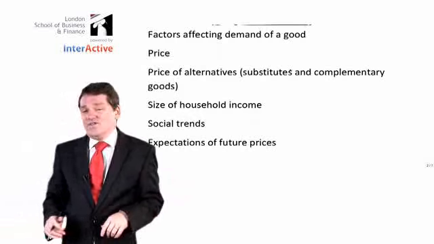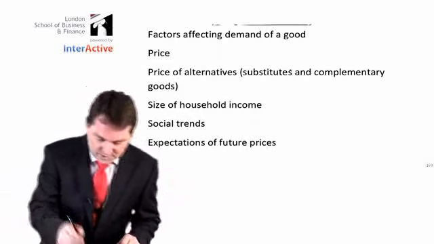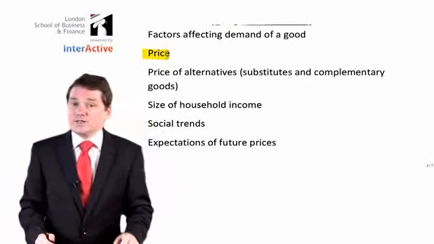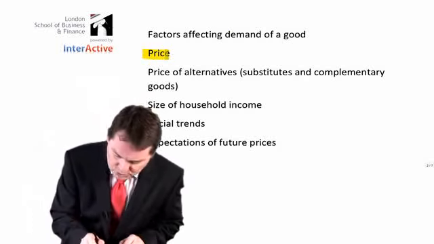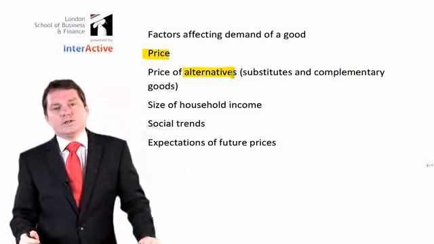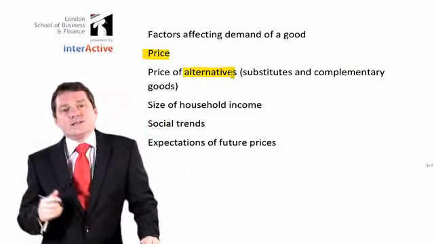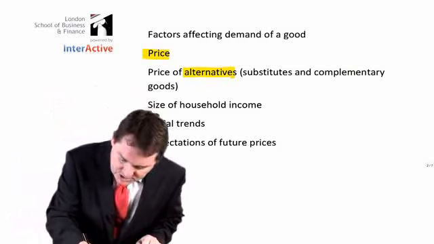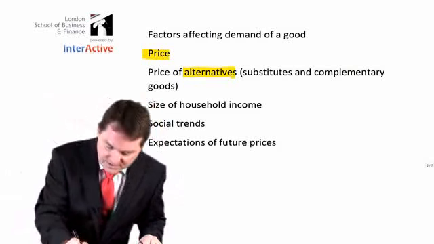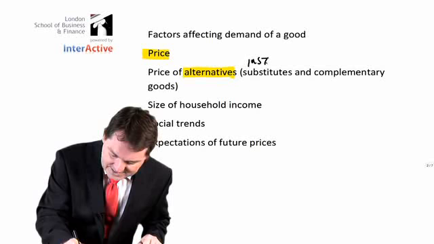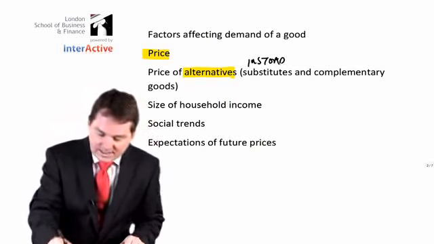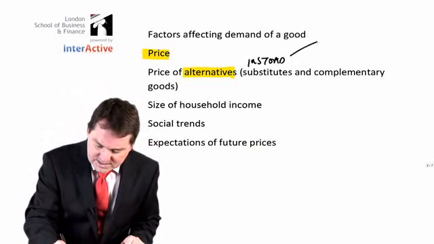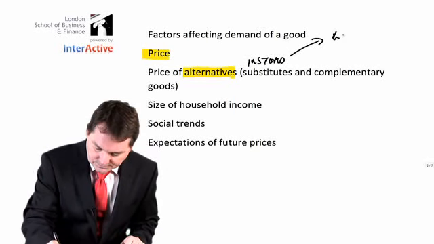Now, there are various things that affect demand. So, for example, the one that we are looking at is the price. The price obviously affects it. The higher the price, the lower the quantity. We've just said that. But also, what about alternatives? What about substitutes? A substitute product is something you could buy instead. So, let's make sure we're happy about this. Let's imagine that the price of a substitute goes down.